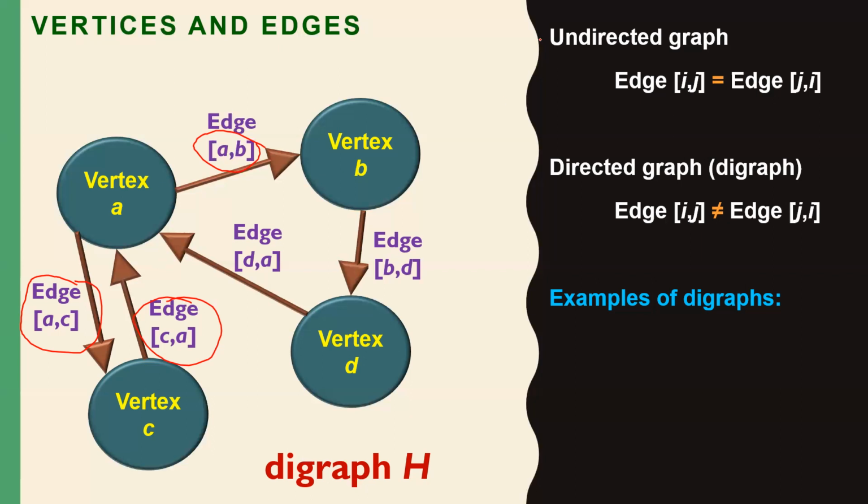But I think the tricky question here is what's the size of this graph? Again, this is a directed graph, so the ordering matters. So the edge AC must be counted differently from the edge CA. So here we have how many? 1, 2, 3, 4, 5. We have 5 edges. So the size of this digraph is 5, right?